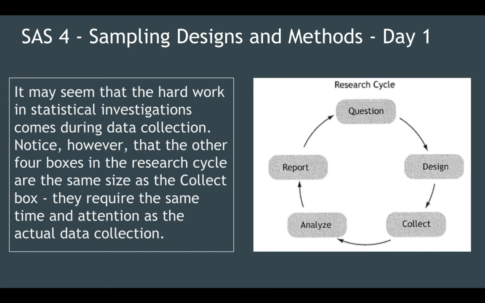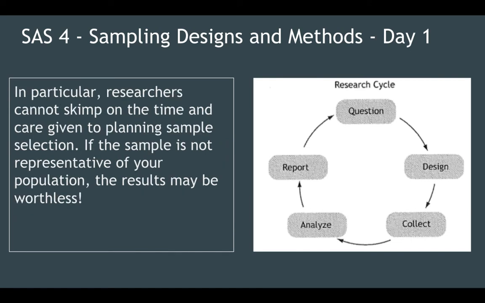Let's see. In particular, researchers cannot skimp on the time and care they give to planning sample selection. If the sample is not representative of the population, results are going to be worthless. So like I said, if you can't get a sample of the population that you can collect data on, you're not going to get an accurate assessment, an accurate analysis. You're not going to be able to report accurate findings or an accurate conclusion.